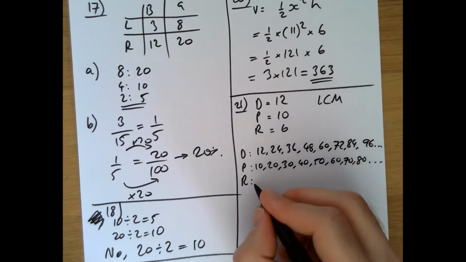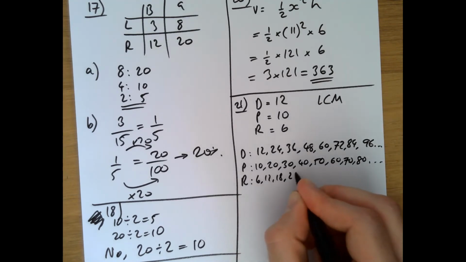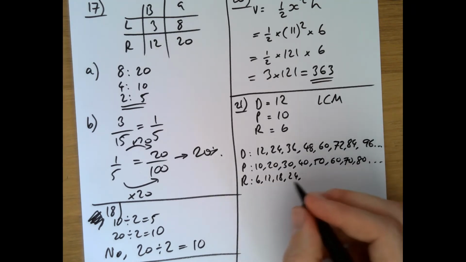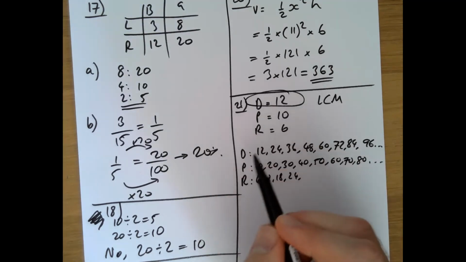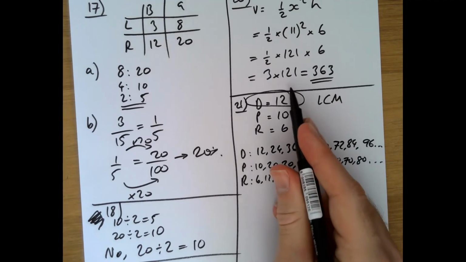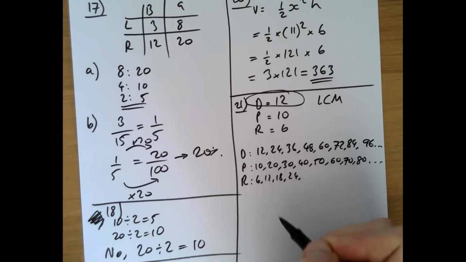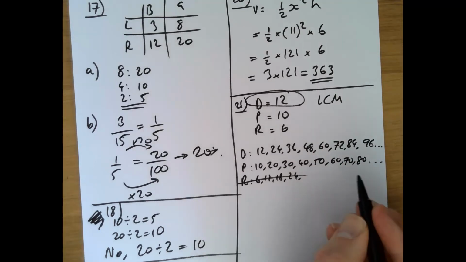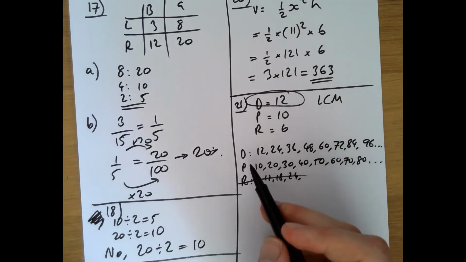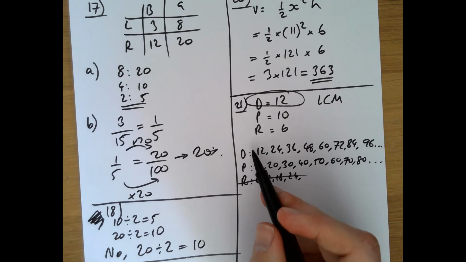And then rulers, 6, 12, 18, 24. Well, kind of rulers, you know that if diaries goes up by 12, 6 goes into 12, doesn't it? So all of these numbers here are going to be in the 12 times table. So actually we can kind of just forget about the rulers for now. Then we can say, well, what's the lowest number that goes into 12 and 10?